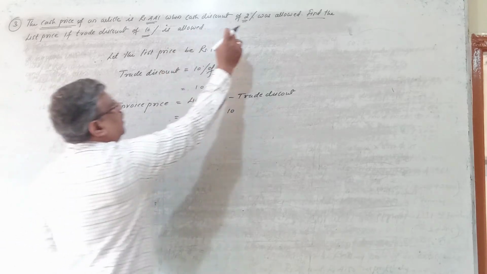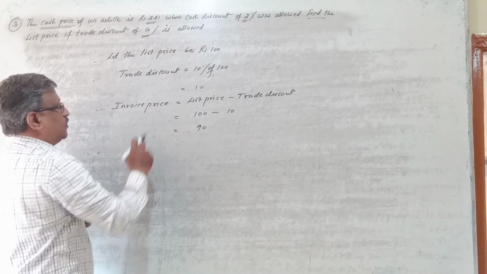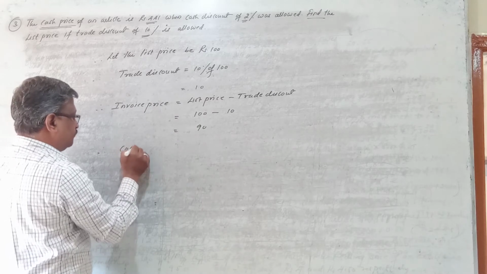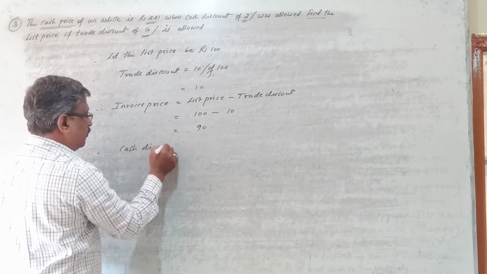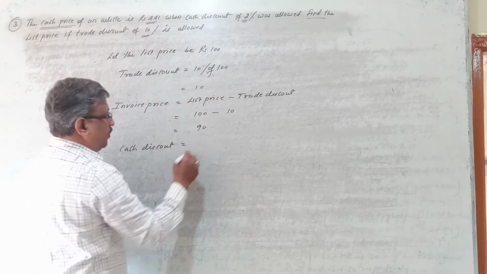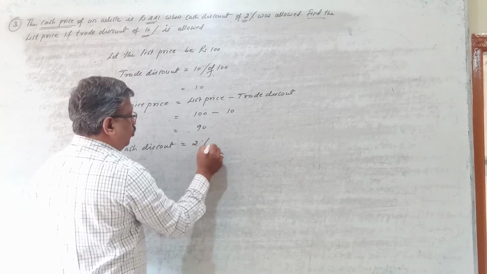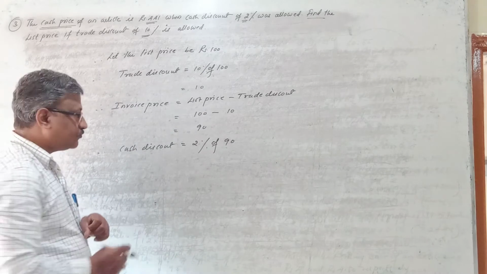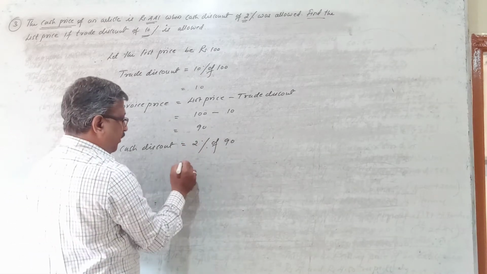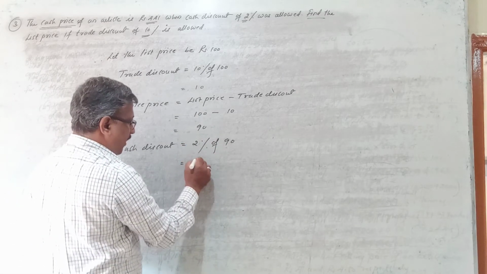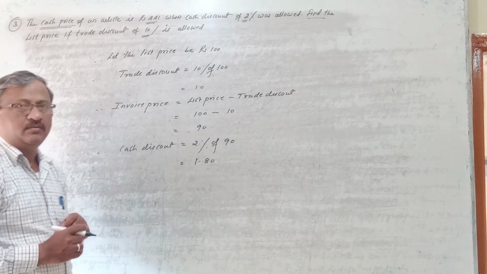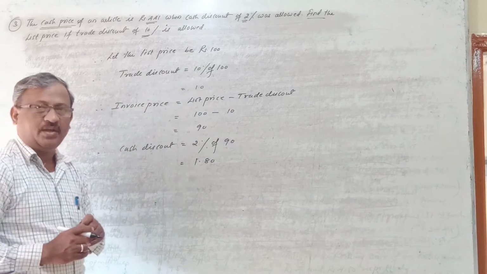So they have given cash discount also, and cash discount is always given on which price? Invoice price. So now you calculate the cash discount. Cash discount is equal to 2% of 90 rupees. If you calculate 2% of 90 rupees, you will get 1 rupee 80 paisa. Cash discount comes to 1 rupee 80 paisa.